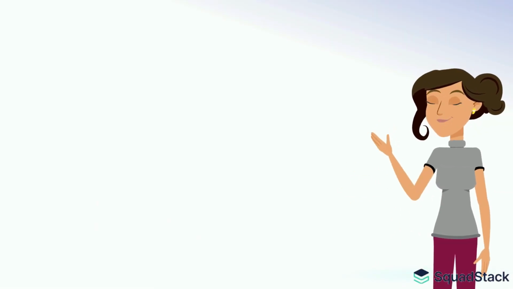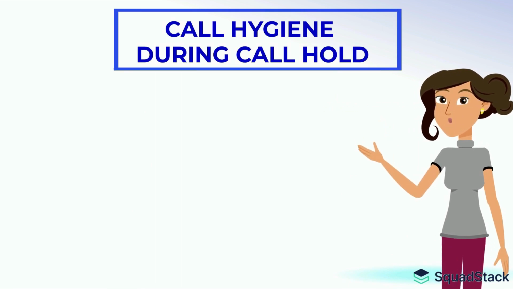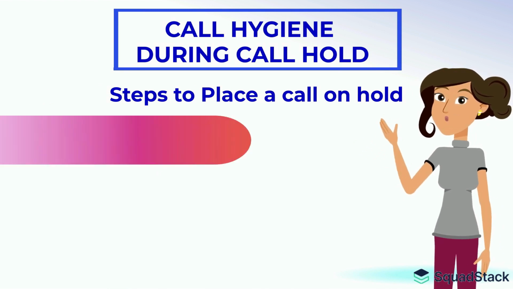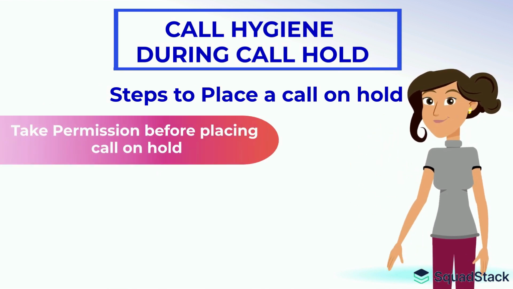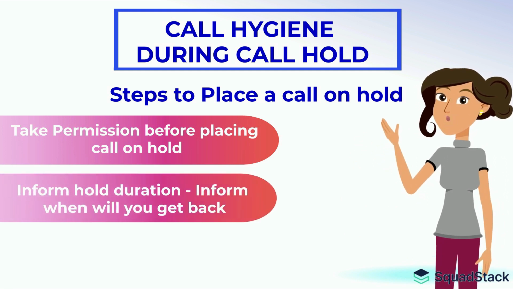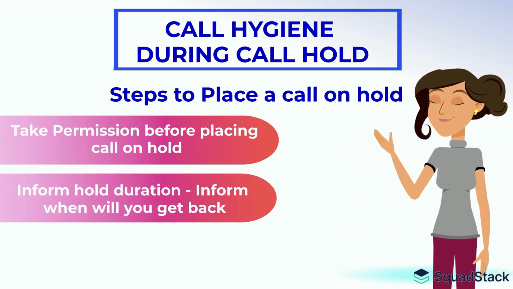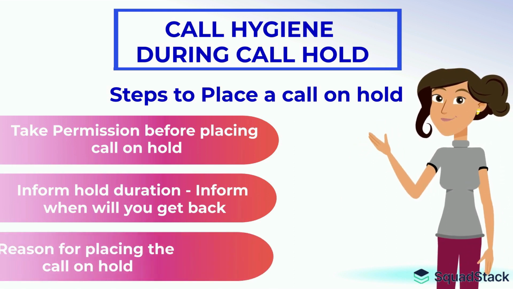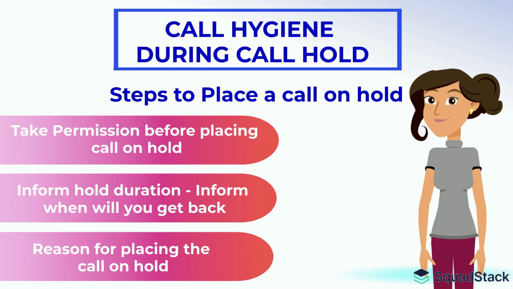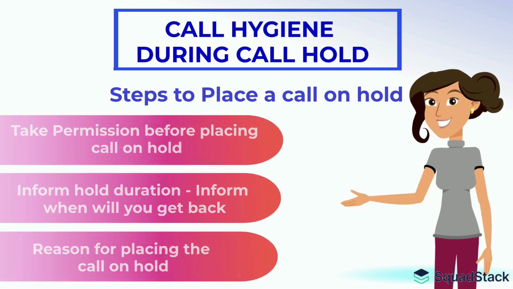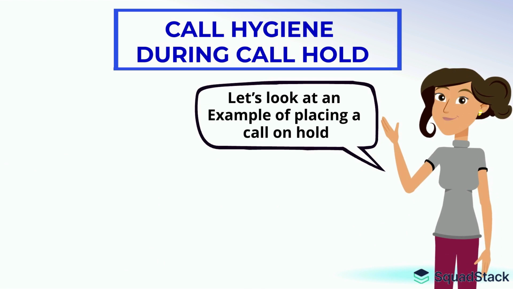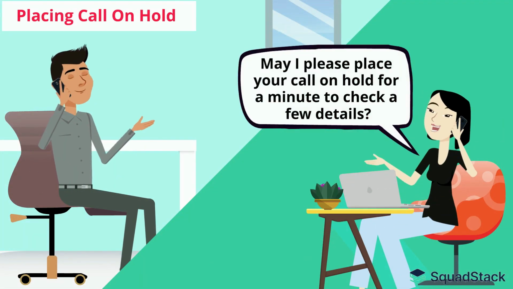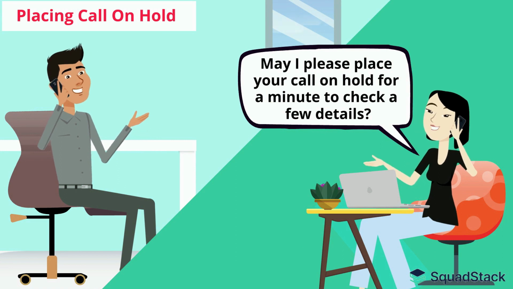Before moving on to call hygiene for call hold procedure, let's discuss the steps to call hold. Number 1. Take permission before placing call on hold. Number 2. Inform hold duration. Inform when will you get back to the customer. Number 3. Reason for placing the call on hold. These are the steps. Let's look at an example of placing a call on hold. May I please place your call on hold for a minute to check a few details, sir?